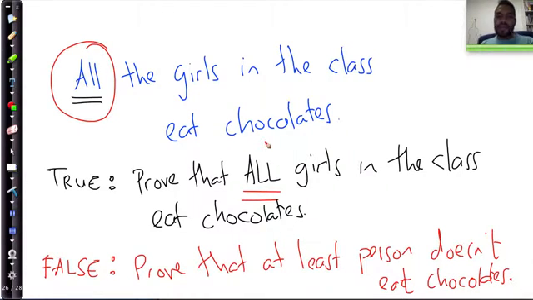Okay, so if I say all, and I say every single girl in the class eats chocolates, and if the statement was true, how do we prove that? We need to show that every single girl eats chocolates. If the statement is false, then we must show that at least one person doesn't eat chocolates.